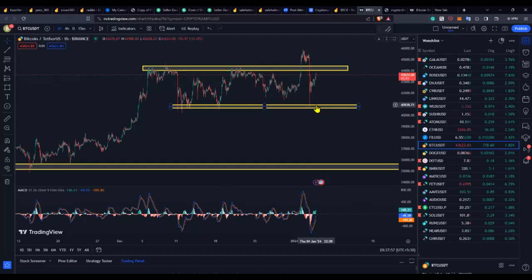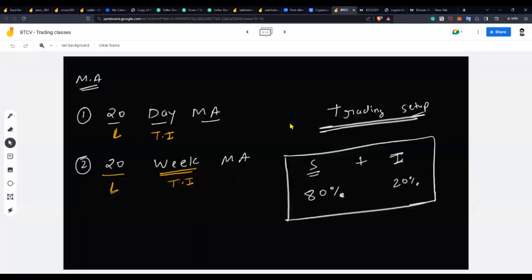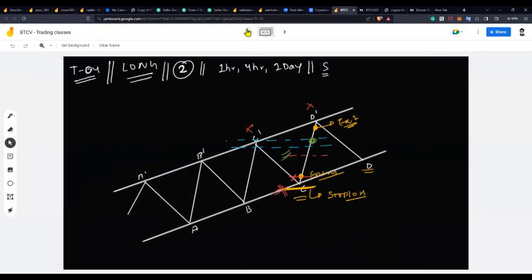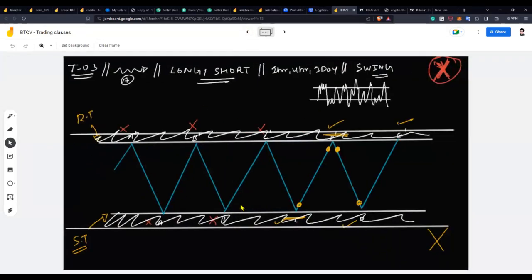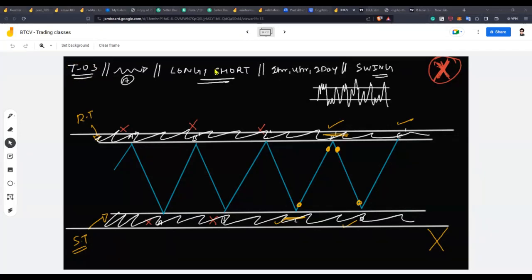Remember? Let me show you. You see this channel? I told you this is trading setup 03. If you guys remember, I hope you remember this topic. I talked about trading setup 03 in one of the classes, and I told you that instead of a horizontal trend line, you draw a zone, support and resistance.